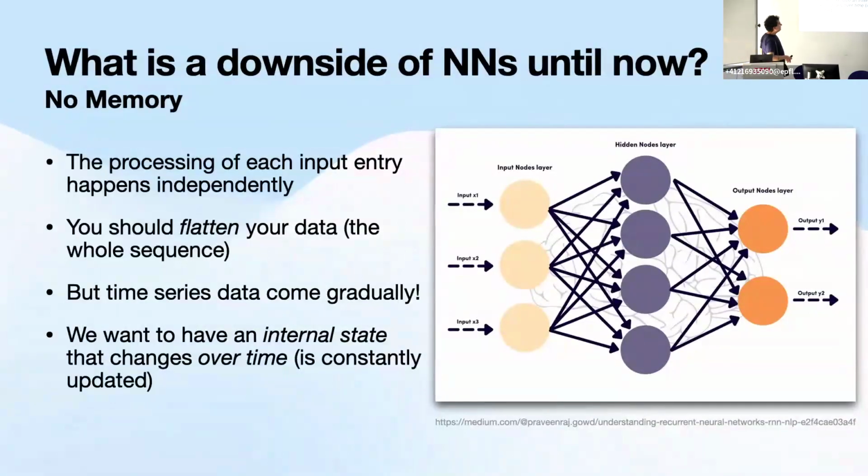The intuition could be that time series data comes gradually. Flattening does not make much sense because in this network, it doesn't matter if we give an example over there or here or here. All of them are passed to the next layer with just different weights. So the model does not identify, oh, that's my first neuron, this is my second neuron, and so on. And what researchers found intuitively is that it's better if we have an internal state that changes over time and is constantly updated, which we call the memory.